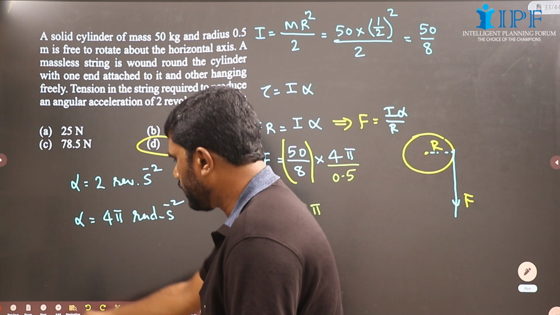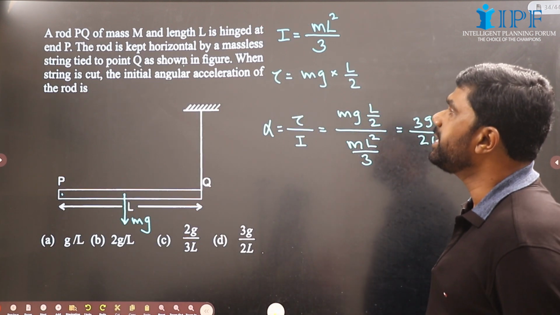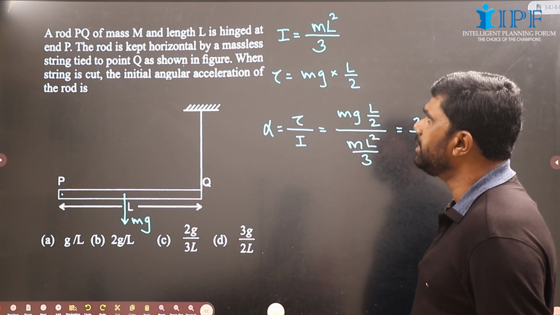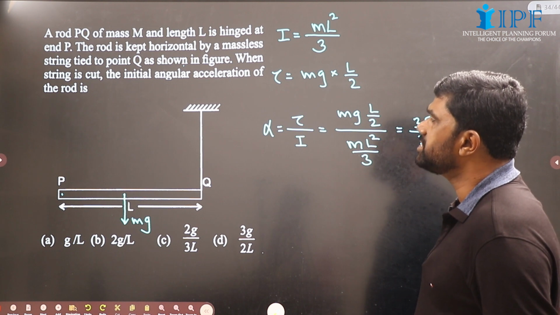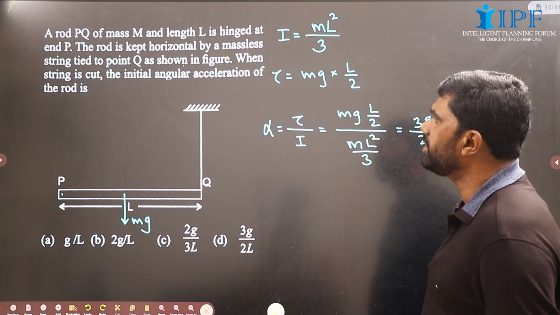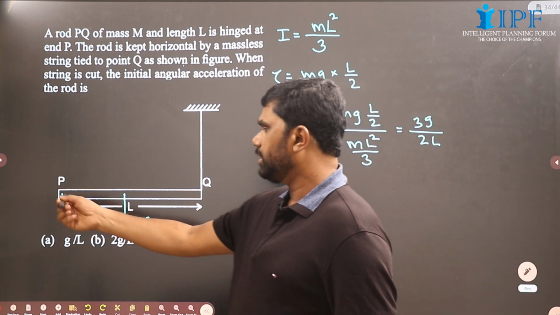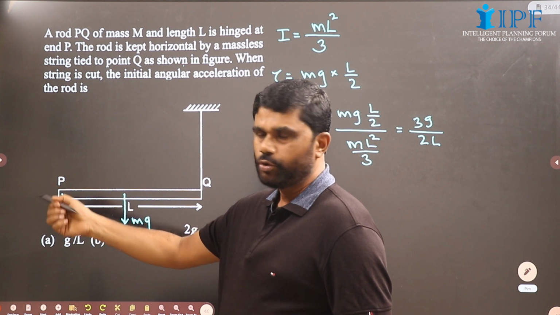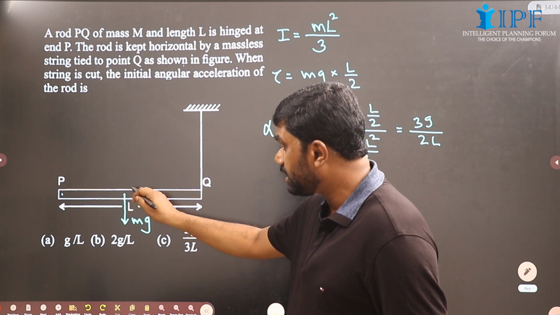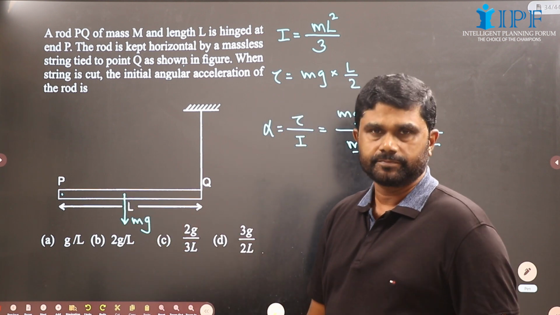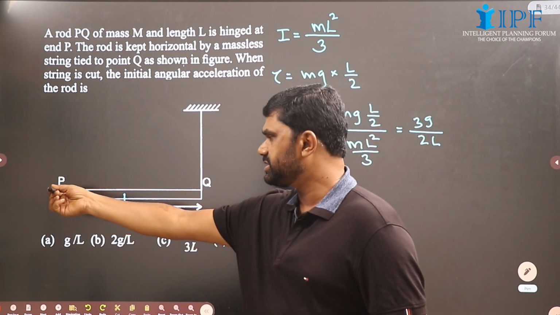Okay children, let's see what we have next. This is a beautiful question. A rod PQ of mass m and length L is hinged at P. The rod is kept horizontal by a massless string tied to the point Q as shown in the figure. When the string is cut, the angular acceleration of the rod is. The rod is hinged at these points. When we cut this string, it will rotate under the effect of the weight. The torque due to the weight of the rod will be, this is the axis.